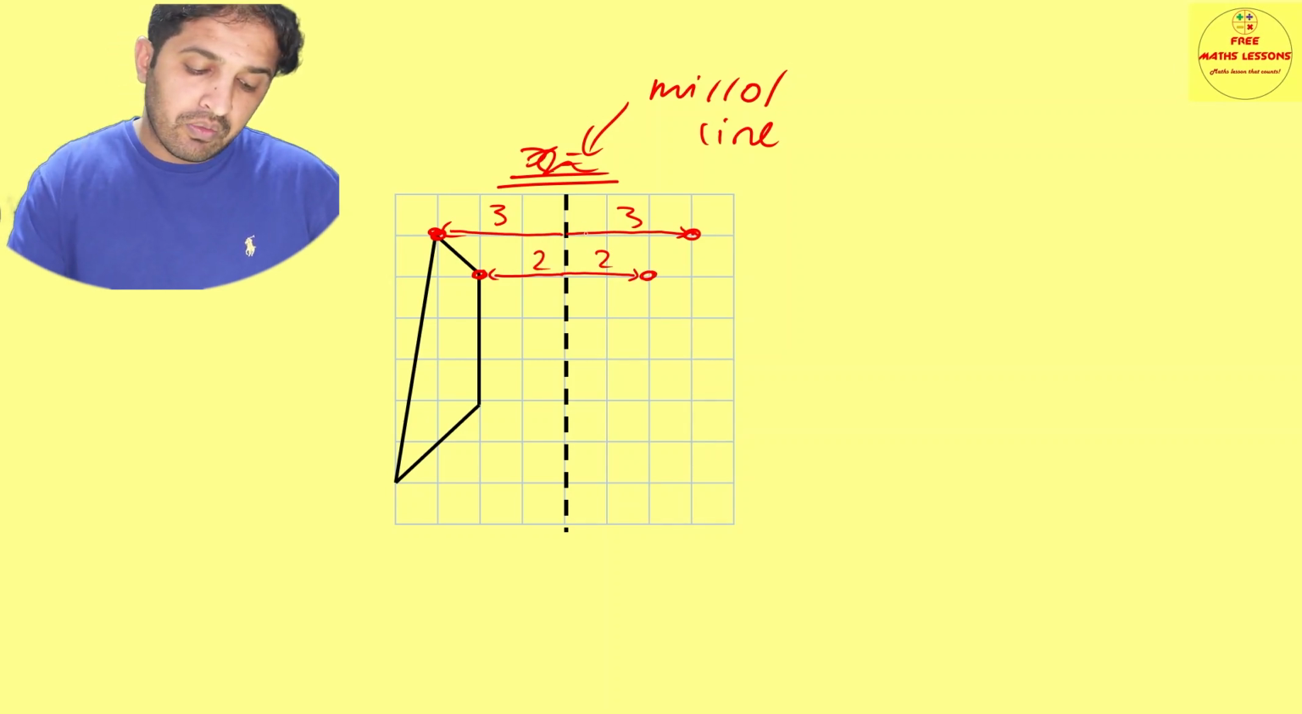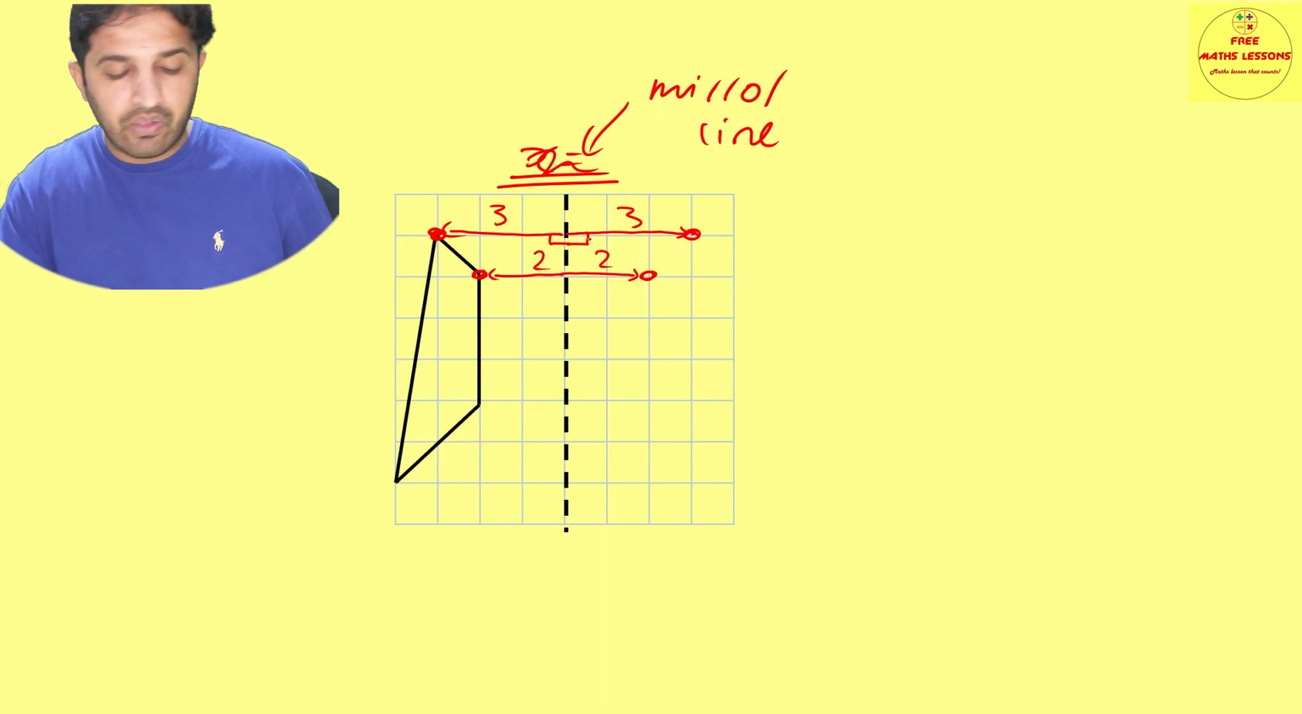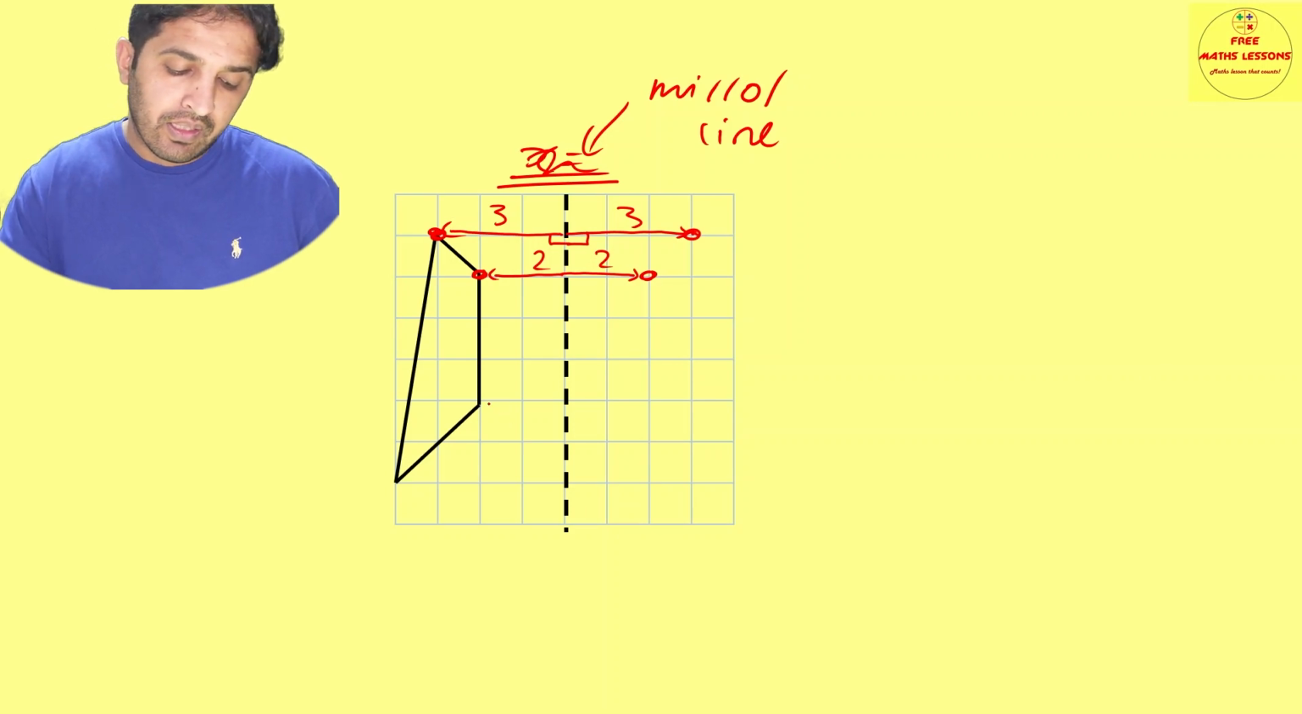One thing you need to remember: the distance you measure has to be at a 90-degree angle, perpendicular to the line of reflection. You can't just go 3 squares away in any direction. It has to be 90 degrees away. This point here is 2 again, so that line here is going to be 2 as well.